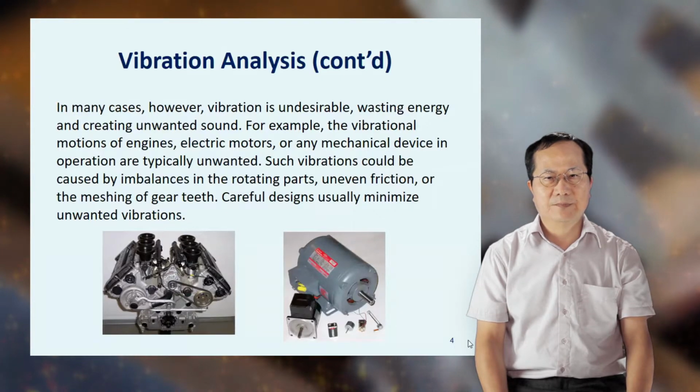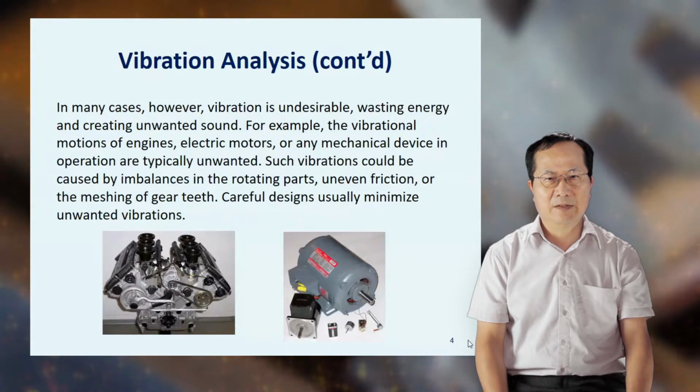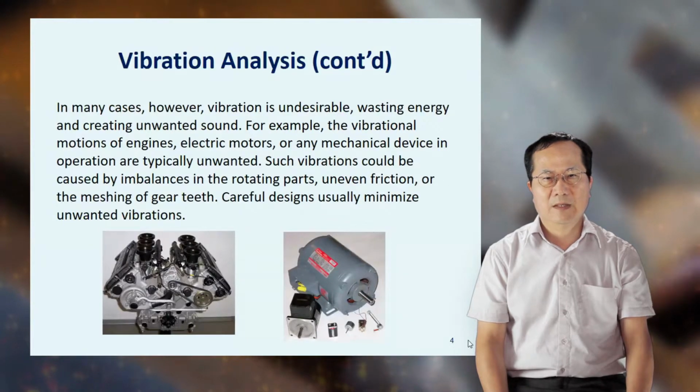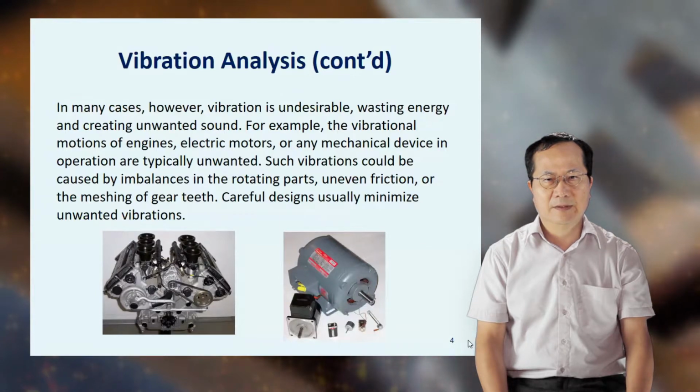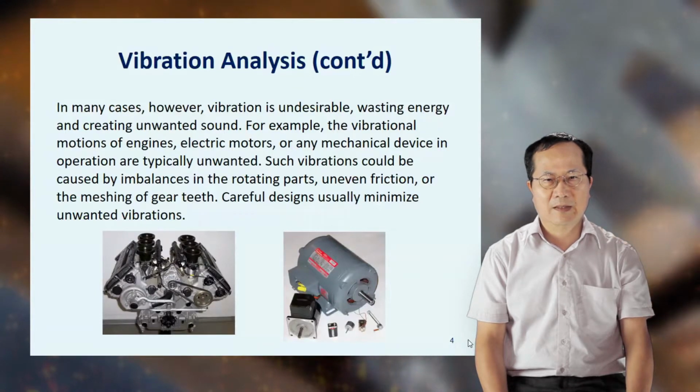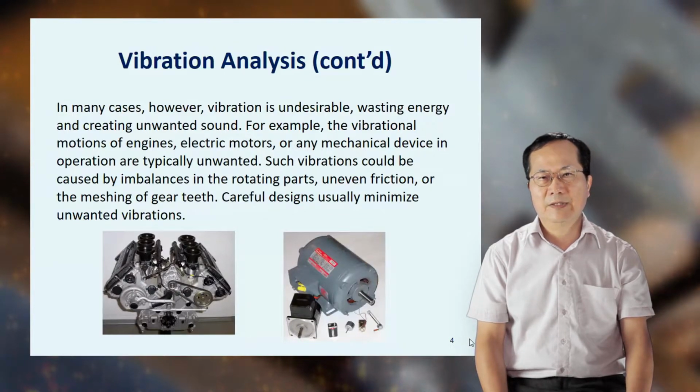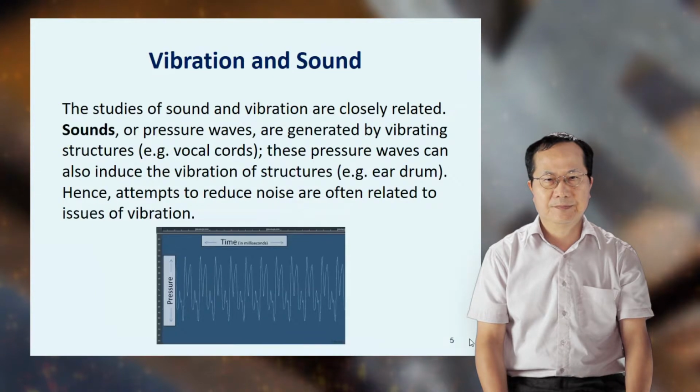For example, the vibrational motion of engines, electric motors, or any mechanical device in operation is typically unwanted. Such vibrations could be caused by imbalances in rotating parts, uneven friction, or the meshing of gear teeth. Careful design usually minimizes unwanted vibrations.